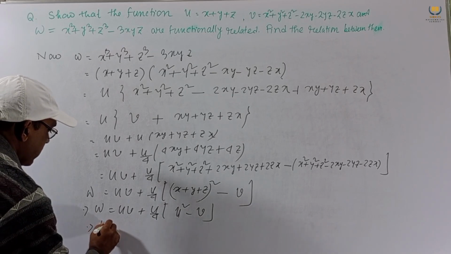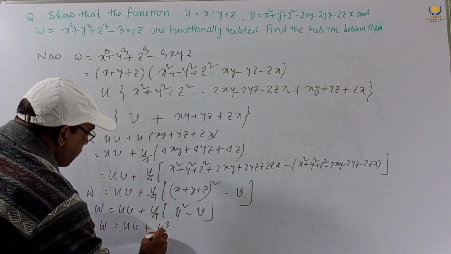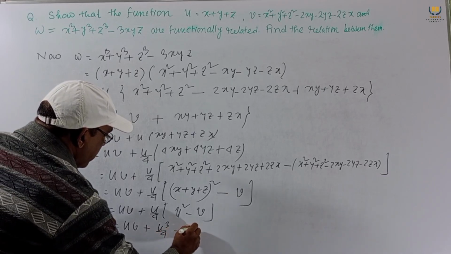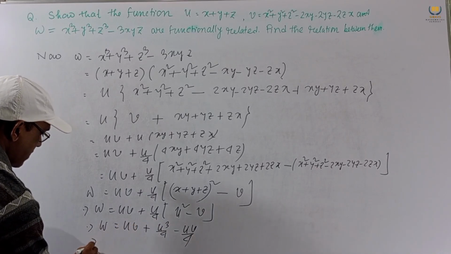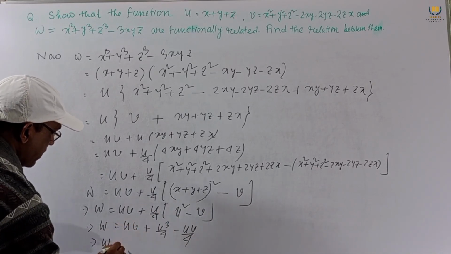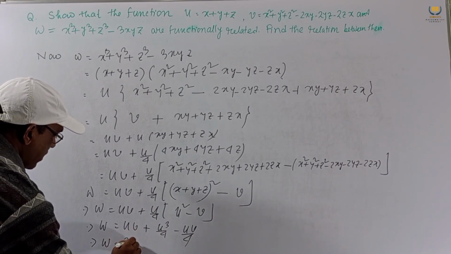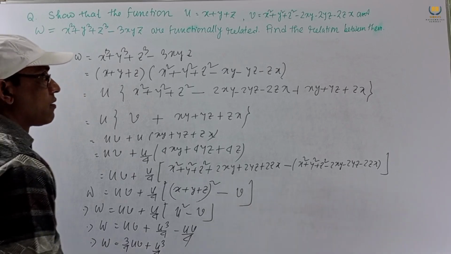And this is w equal to uv plus u cube by 4 minus uv by 4. If we taking LCM of this, w equal to 4 uv minus uv, 3 by 4 uv plus u cube by 4.